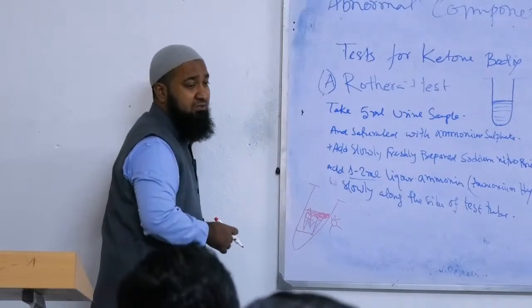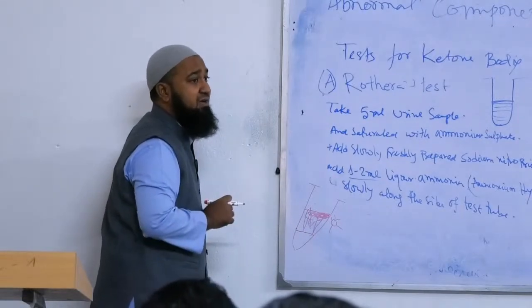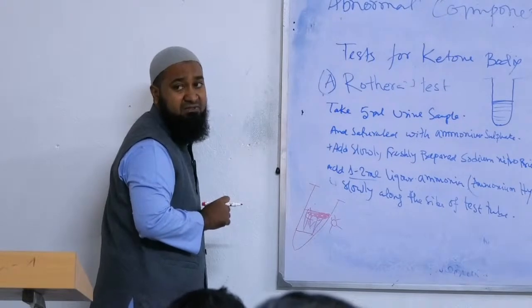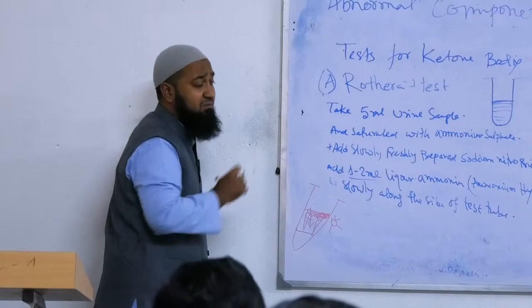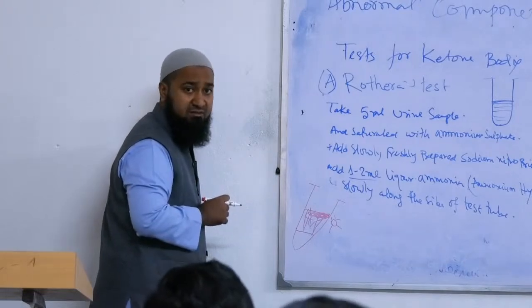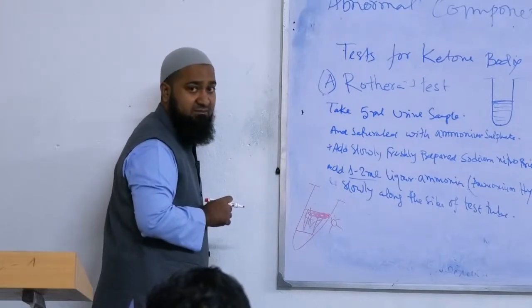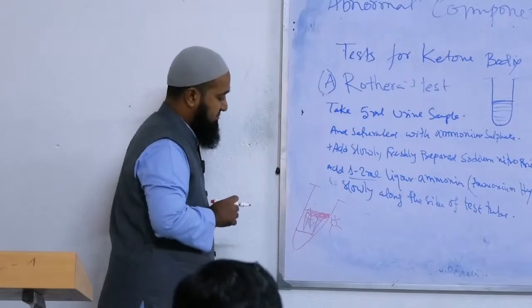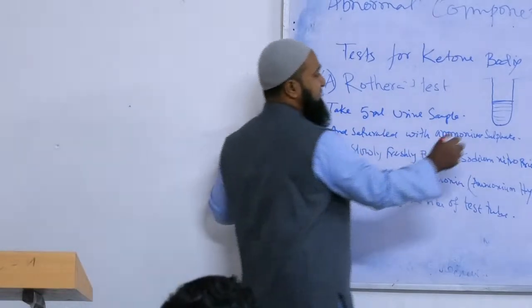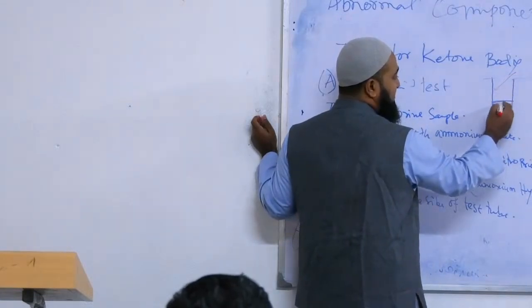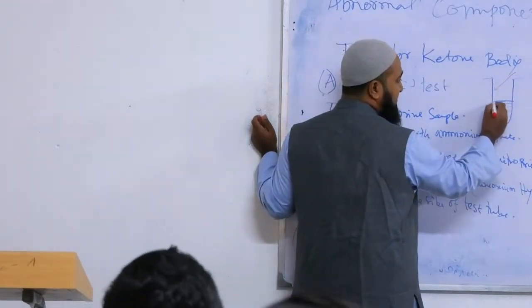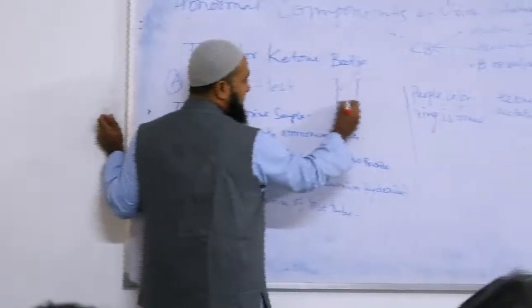In Viva exam, you are asked about the portion: why you cannot hit the lower portion? Why you hit the upper portion? This is very important. In this way, they add this lighter ammonia slowly, and there is formation of a purple ring color.